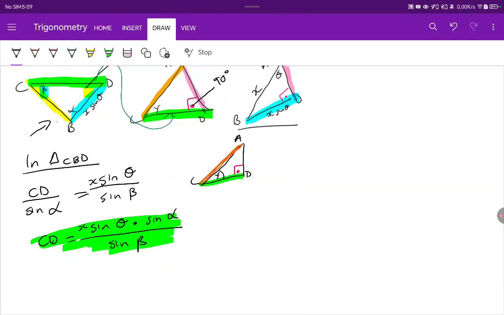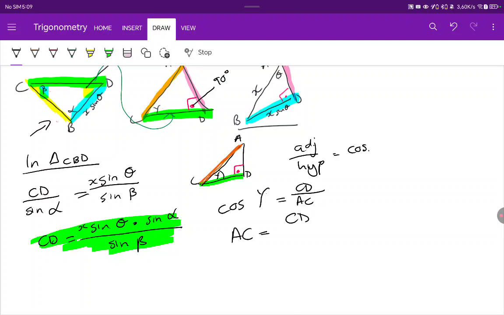So I can now say in this triangle, adjacent over hypotenuse equals cosine. Okay, so I'm going to say cos of the angle is equal to, my adjacent is CD, and my hypotenuse is AC. That's beautiful. I want AC as the subject, so I'm going to swap, and I'm going to say AC is equal to CD divided by cos of the angle.